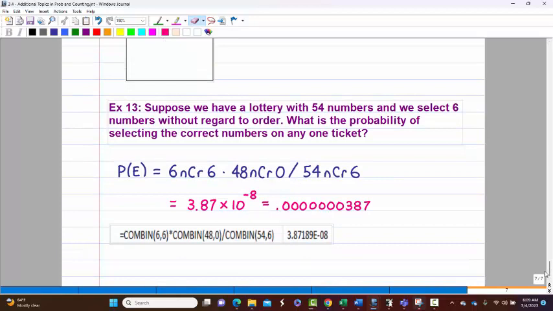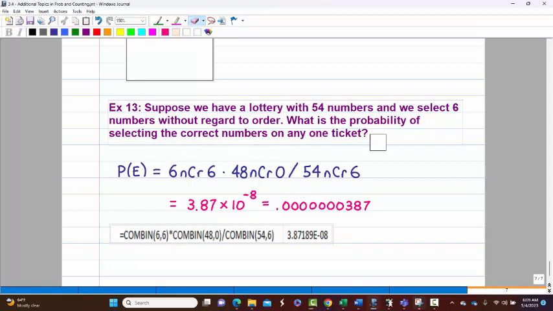Suppose we have a lottery number with 54 numbers and we select 6 numbers without regard to order. What is the probability of selecting the correct numbers on any one ticket? All right, so you're looking at choosing 6 out of 6. There's 6 correct numbers. How many ways can we get 6 out of that 6? And then 0 out of the remaining 48 incorrect ones. So 6 out of 6 good ones, 0 out of 48.